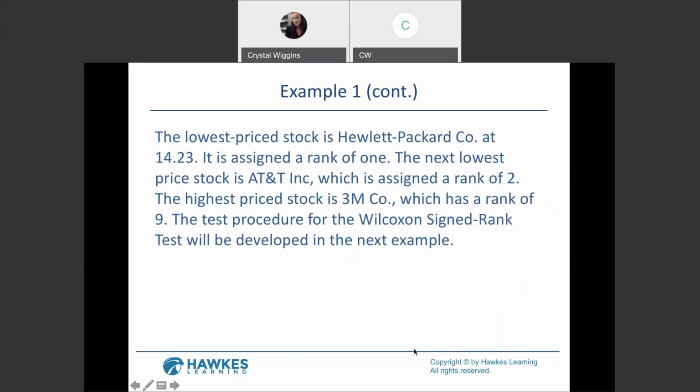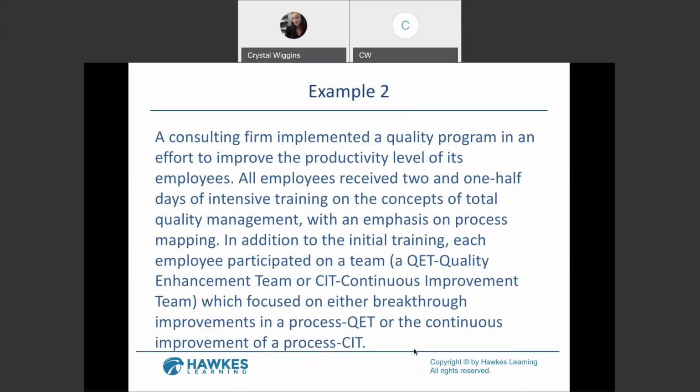The lowest price stock is Packard Co. at 14.23, and it was assigned rank 1. The next lowest assigned rank 2, and the highest assigned rank 9. The test procedure for the Wilcoxon signed rank test will be developed in the next example. So we have a consulting firm that implemented a quality program in an effort to improve the productivity level of its employees. All employees received 2.5 days of intensive training on the concepts of total quality management with an emphasis on process mapping.